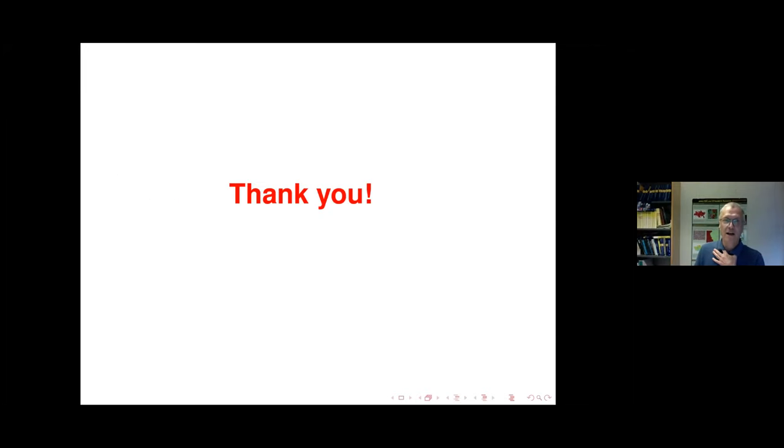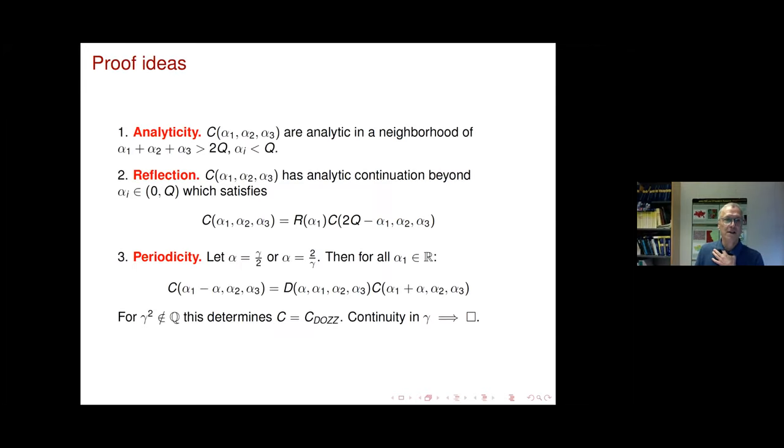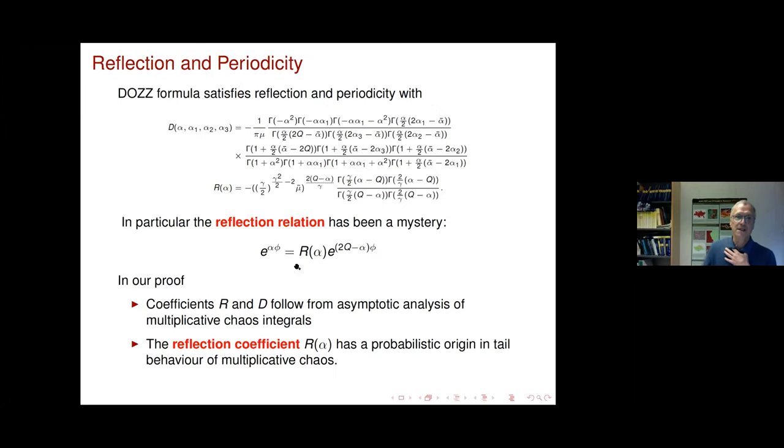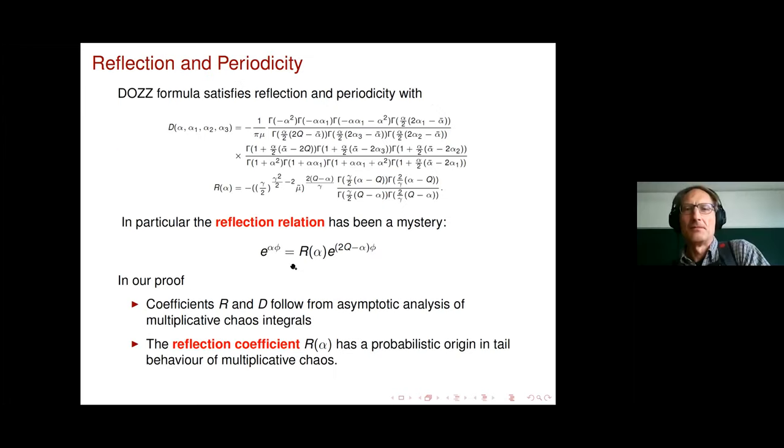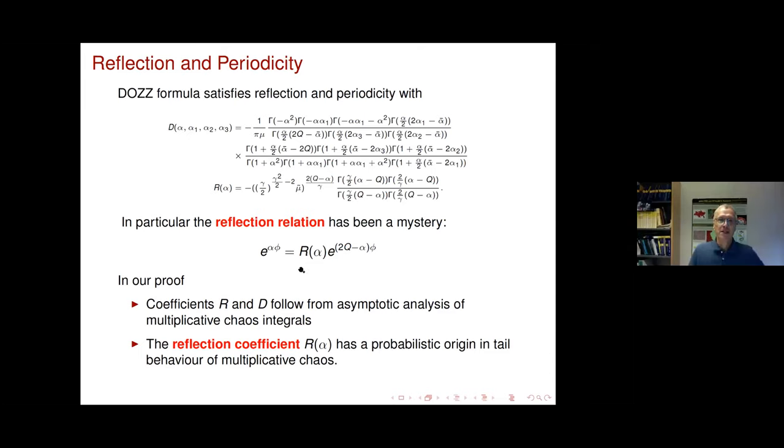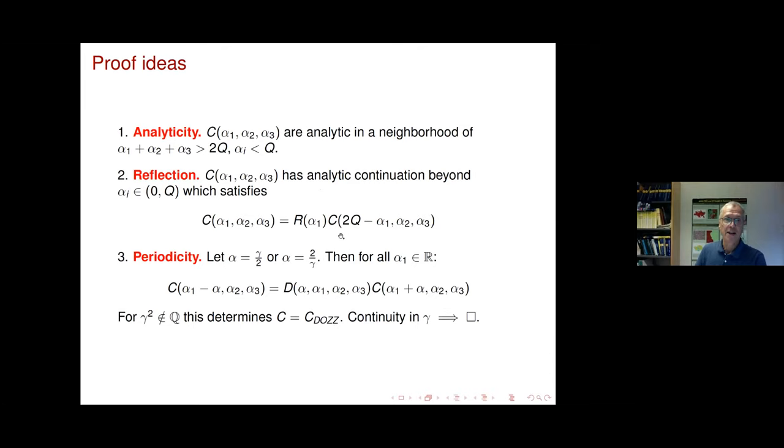Okay. So here is the DOZZ story. It's this formula here. If you take the DOZZ formula, then it seems to have a symmetry, namely, as you say, if I replace e to the alpha phi by a number times e to the 2q minus alpha phi, then I get, again, this symmetry of the strange formula that we had. Okay, so here's the symmetry, which is mentioned.